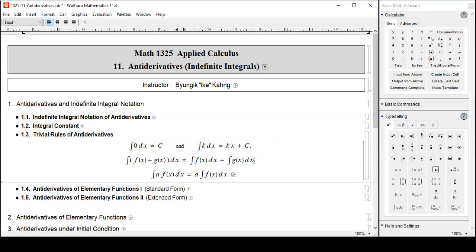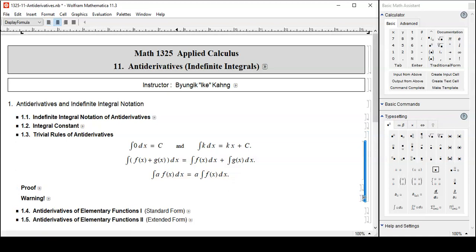Next rule. I haven't seen anybody having difficulty here. Antiderivative of sum is sum of the antiderivatives because derivative of sum is sum of the derivatives. And the same goes for coefficient. I have never seen any students having difficulty here. Nonetheless, I have some warnings.